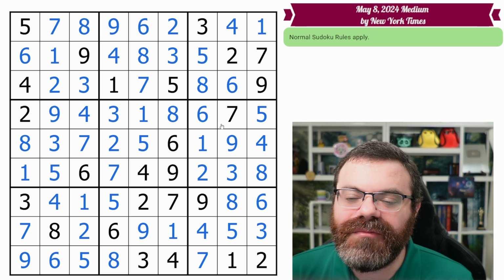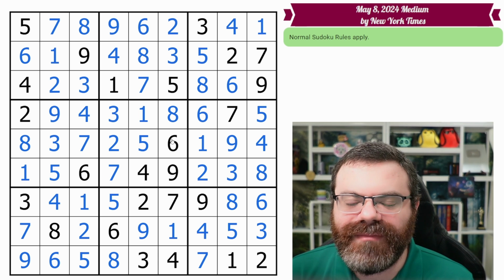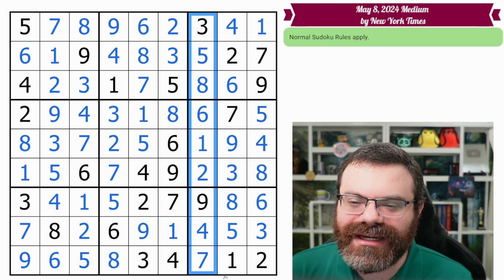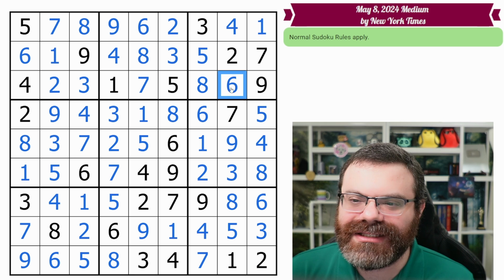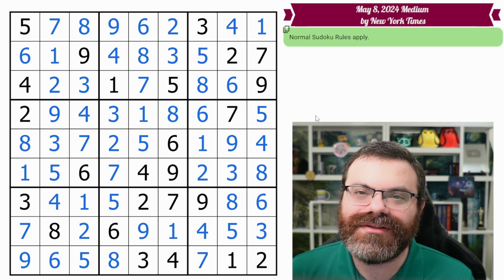A lot of these solved before I even finished getting through all the bands and stacks. Like I almost made it to this last stack. I did a little bit with this last stack and then the puzzle just collapsed on us, right?